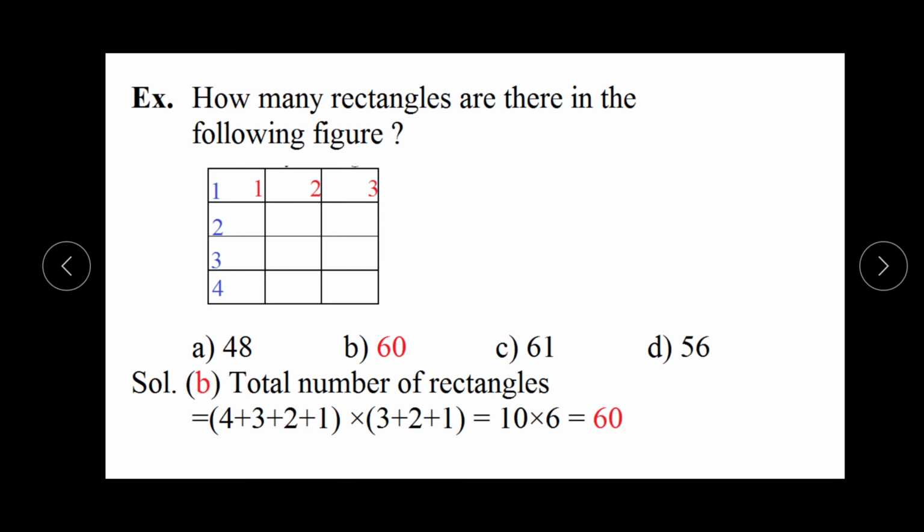How many rectangles are there in the following figure? Let's see here. There are 3 columns and 4 rows. What have we done in the formula? 1 plus 2 plus 3 plus 4 plus 5, we will add them, then multiply by 1 plus 2 plus 3, that is 3 plus 2 plus 1, which is equal to 6. It means 10 multiplied by 6 is equal to 60 rectangles in this figure.